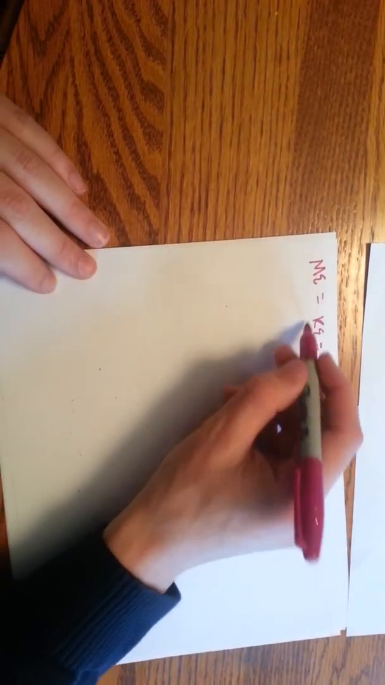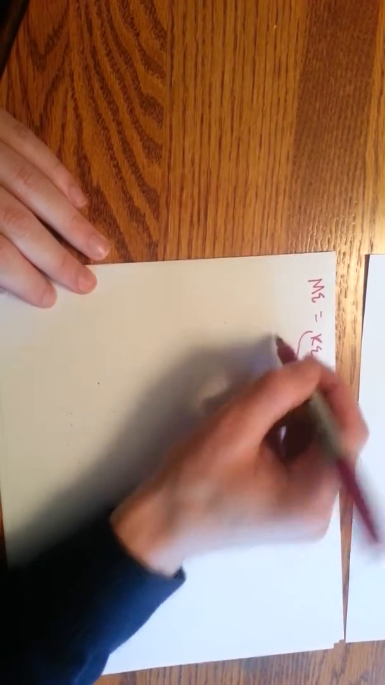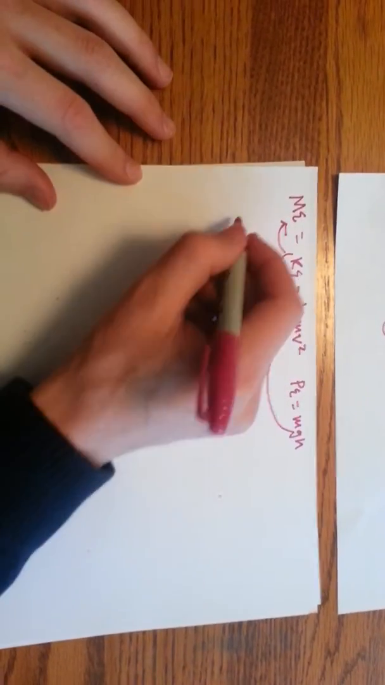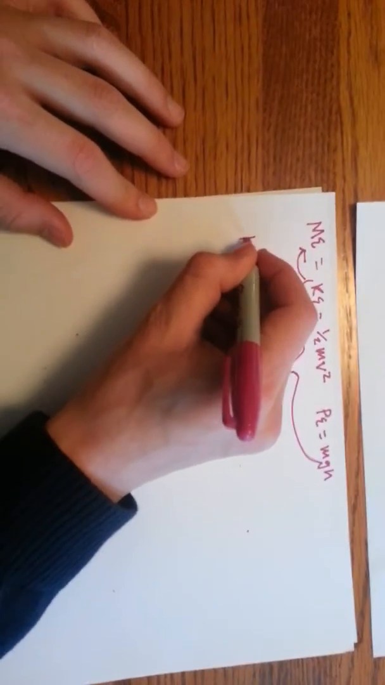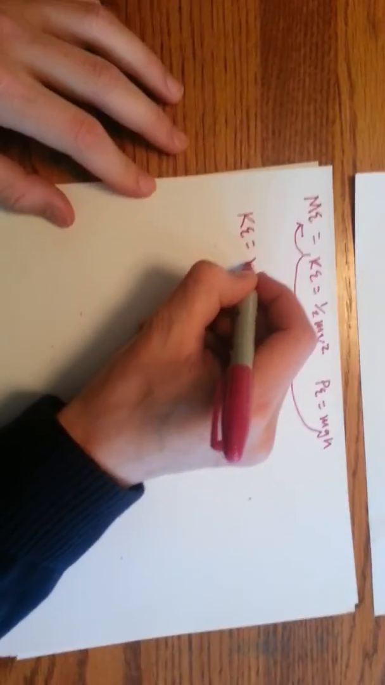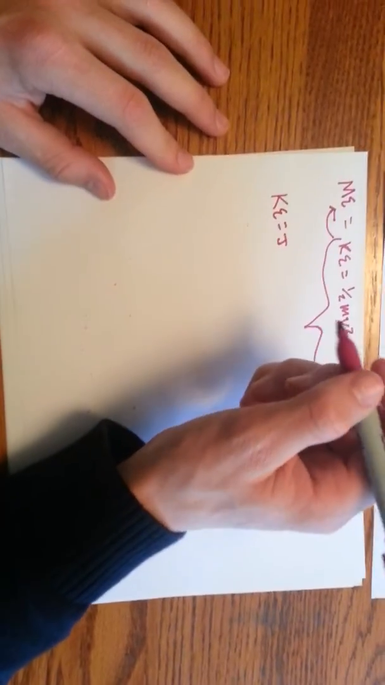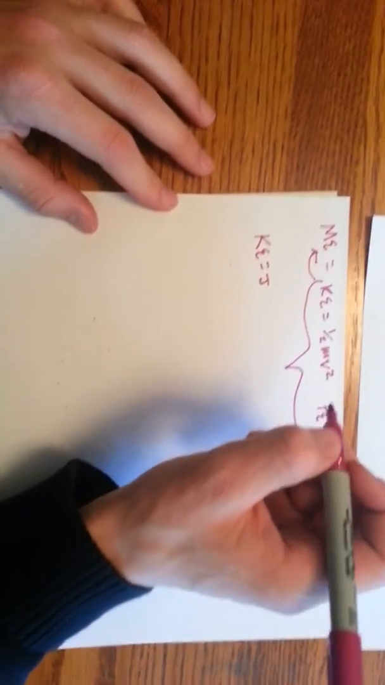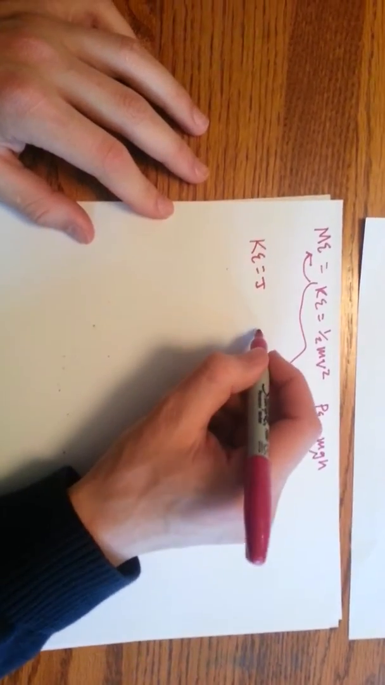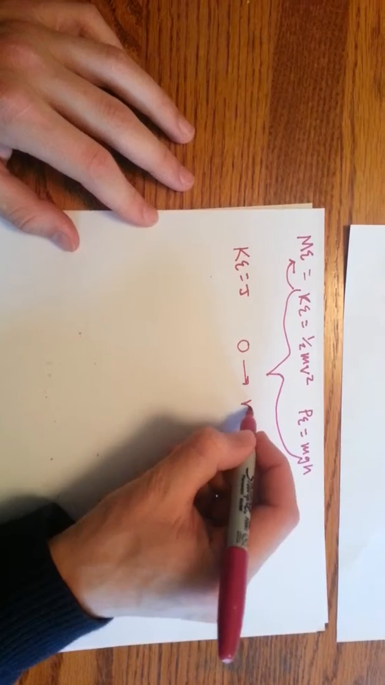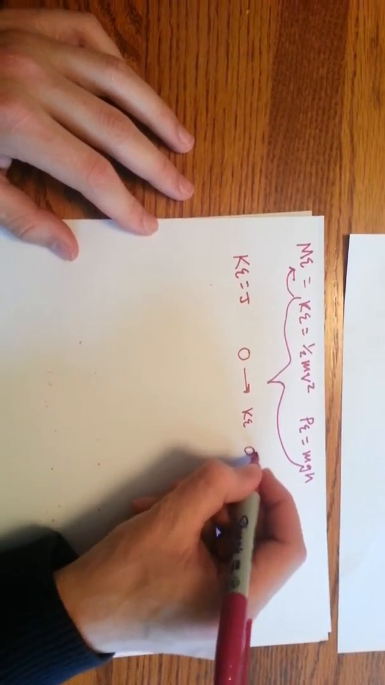These are the two forms of the mechanical energy. The SI unit of kinetic energy equals joules, the same as work and energy. Now, kinetic energy is when an object is in motion. So if the ball is rolling this way, it has kinetic energy. It does not have potential energy.